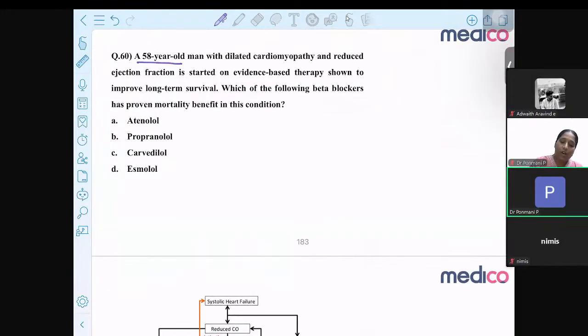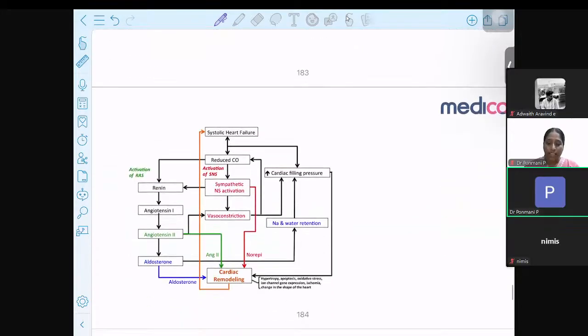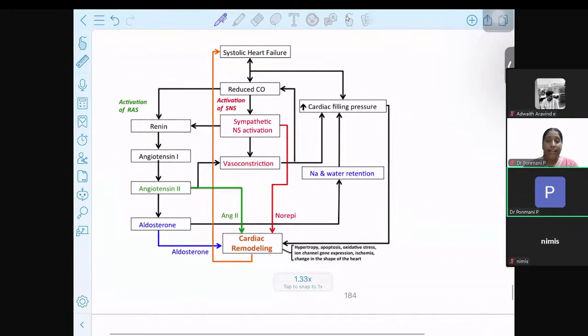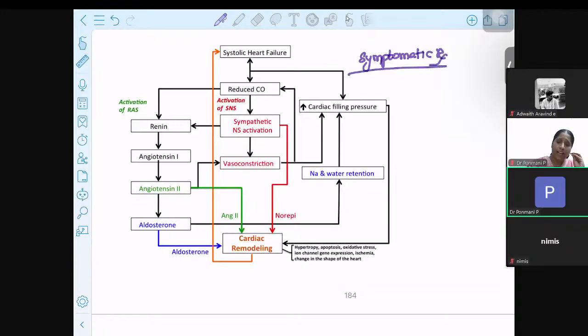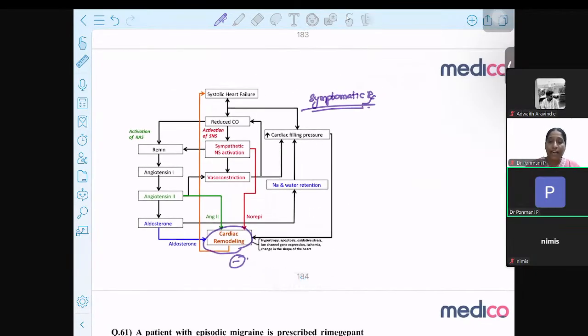A 58-year-old man with dilated cardiomyopathy and reduced ejection fraction is started on an evidence-based therapy which is shown to improve the long-term survival. Which of the following beta blockers has proven mortality benefit in this condition? So, what is the problem in cardiac failure? Although we are treating based on the symptomatic relief the patient is getting, the final thing we need to treat is to prevent this cardiac remodeling.